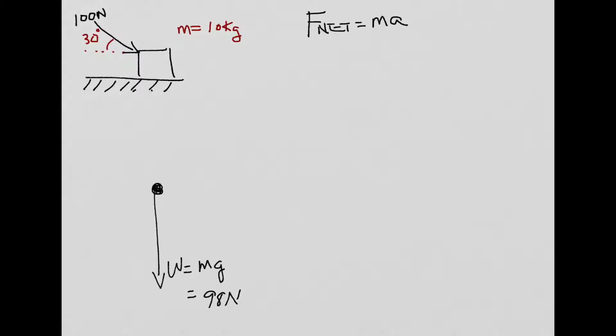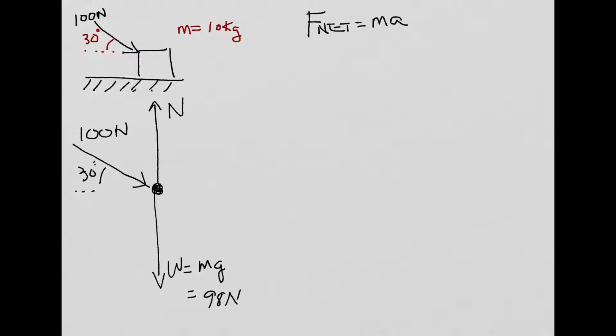Okay. We also have a normal force that is the surface pushing up on the box in response to weight and other things that are going on. And then lastly we have a 100 Newton force acting at 30 degrees. So the question is, how do we solve this?